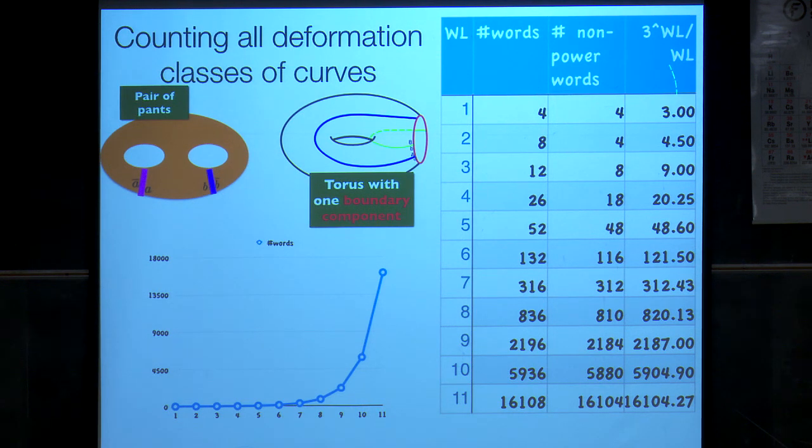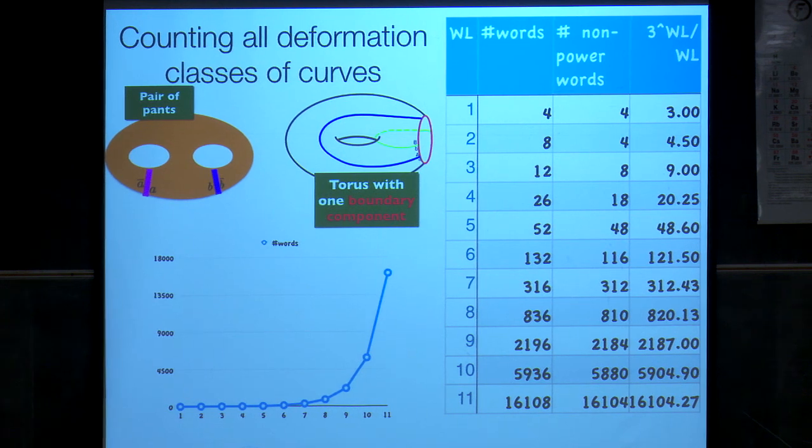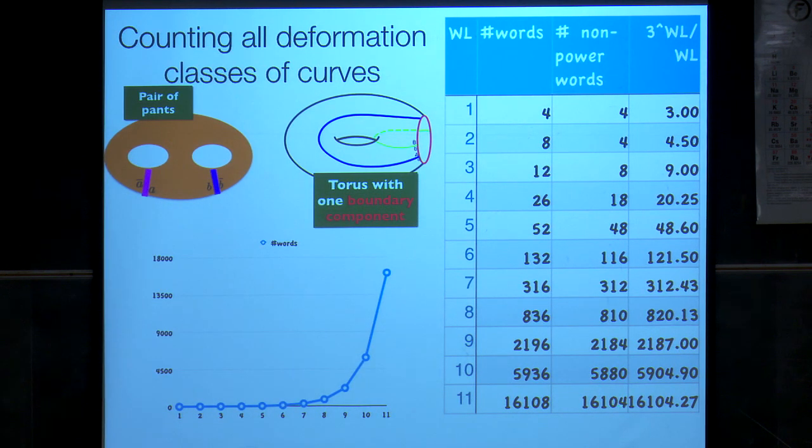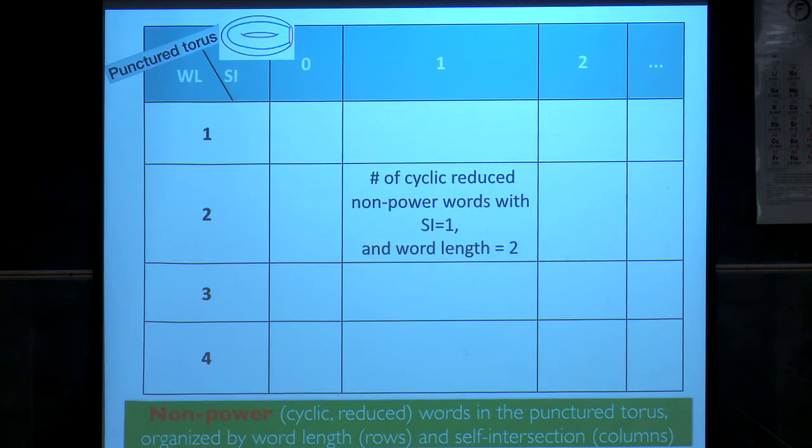Sometimes it's interesting to count non-power words, because if you know that, a power means like AB is a power, it's AB squared. This is usually the right thing to look at, non-power words. And in this case, the number we have grows like 3 to the word length, where word length is the number of letters, divided by word length. Here is the approximation of 3 to the word length divided by word length, and here is the number of non-power words. Of course, that's not very interesting counting.